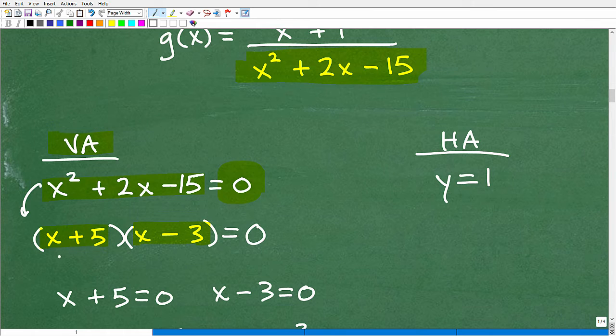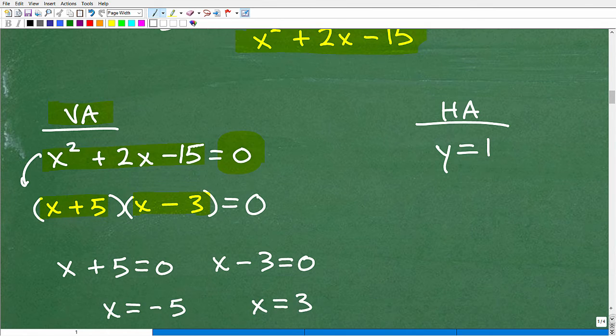All right. So this factors this way. So now I can solve. I have x plus 5 times x minus 3. I can use the zero product property. I'm going to set each factor equal to 0 and solve. So I get x is equal to -5 and x equals 3.